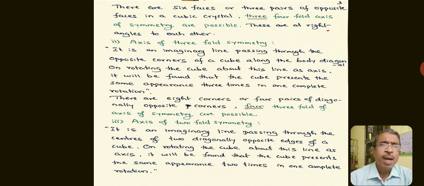It is an imaginary line passing through the centers of two diagonally opposite edges of a cube. On rotating the cube about this line as axis, it will be found that the cube presents the same appearance two times in one complete rotation.